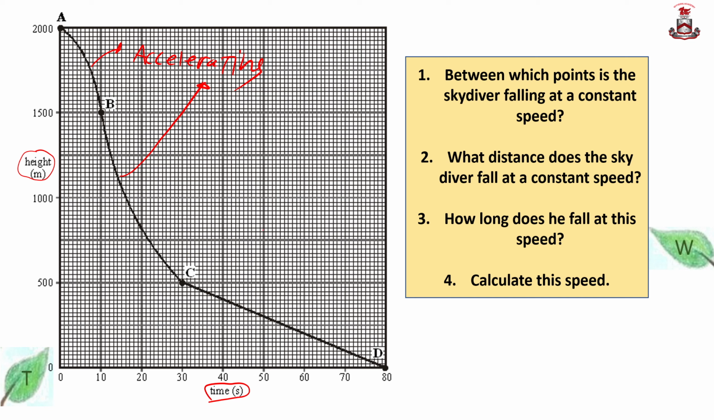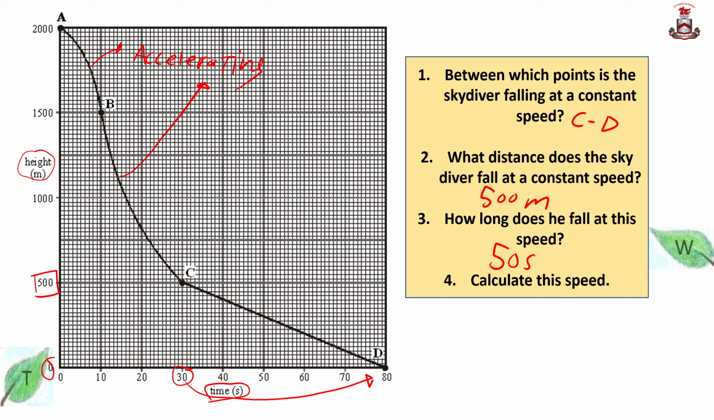But between C and D it is a straight line, so a constant speed. What distance does this diver fall? Well, at C it's 500, at D it's 0. So this person falls 500 meters. How long does this take? Well, C starts at 30 seconds and D is at 80 seconds. So that's 50 seconds.